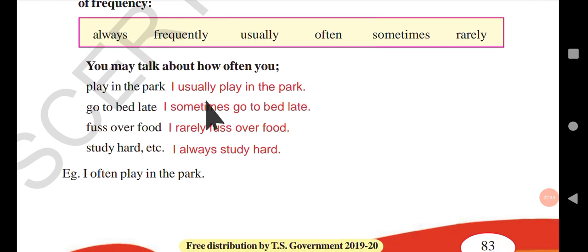Okay, all these actions. How often you play, how often you go to bed, how often you fuss over food, how often you study hard. Okay, for example, here we can see I often play in the park. So you can write so many sentences. Just for the example's sake, I have given you a few sentences here using the above adverbs of frequency.